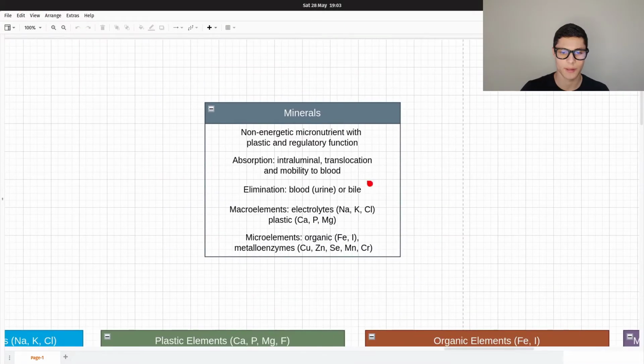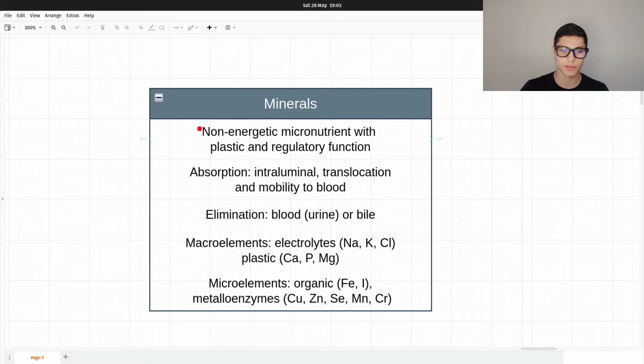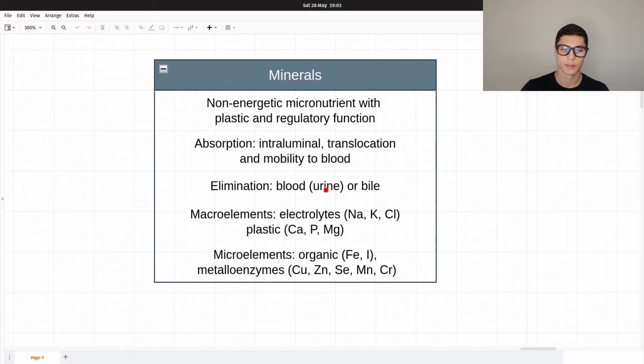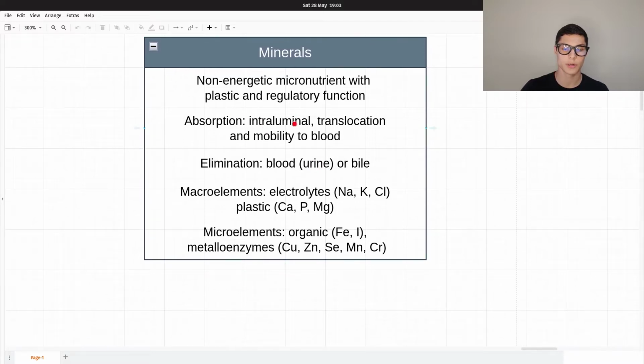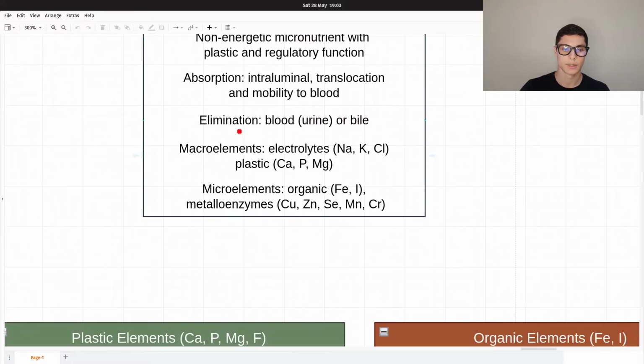Okay, so today we are going to talk about minerals. Minerals are non-energetic micronutrients with plastic and regulatory function. The absorption of minerals is intraluminal, followed by translocation and mobility to blood. The elimination of minerals is mainly through urine, and in some cases through bile. We can classify the minerals as electrolytes: sodium, potassium, chlorine; and plastic: calcium, phosphorus, and magnesium.